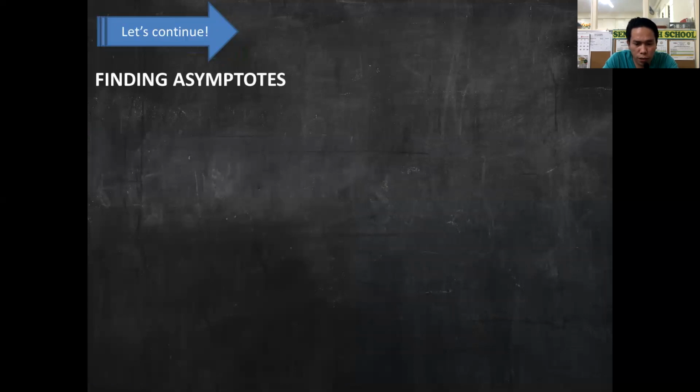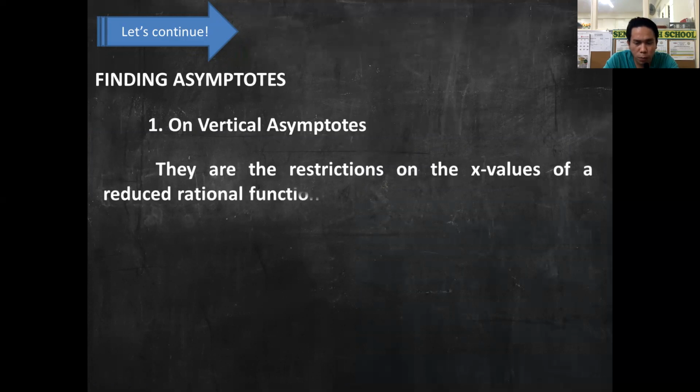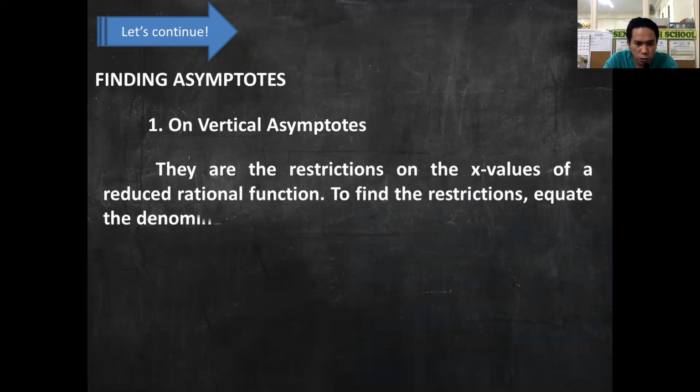Finding asymptotes. Paano hanapin si vertical asymptotes? They are the restrictions on the x values of a reduced rational function. To find the restrictions, equate the denominator to 0 and solve for x. So parang madali lang sa atin to, kasi yung vertical asymptote daw, i-equate lang natin yung denominator equal to 0 at malalaman natin yung restrictions, at yung restrictions na yun will be our value of the vertical asymptotes.